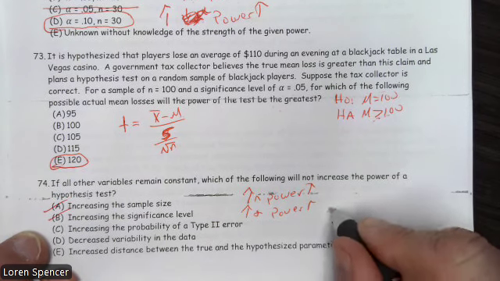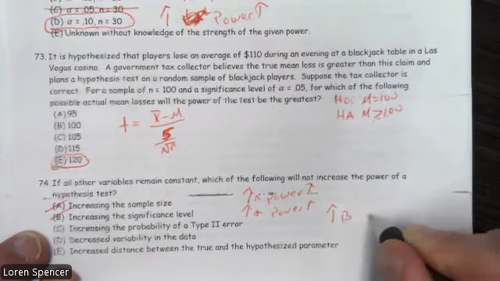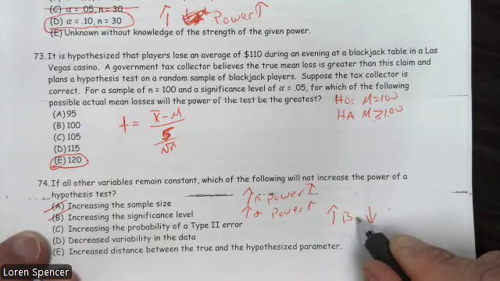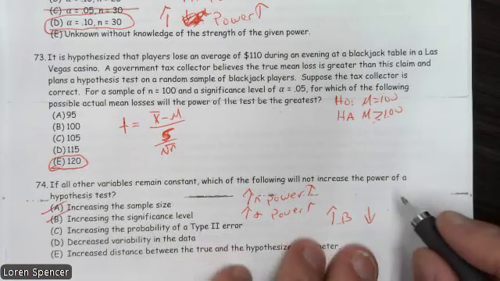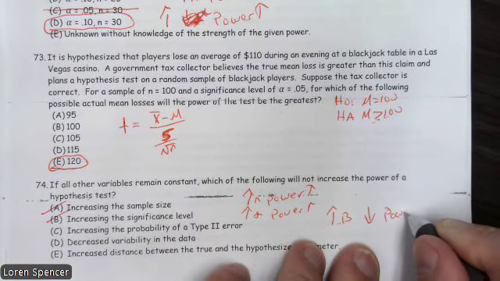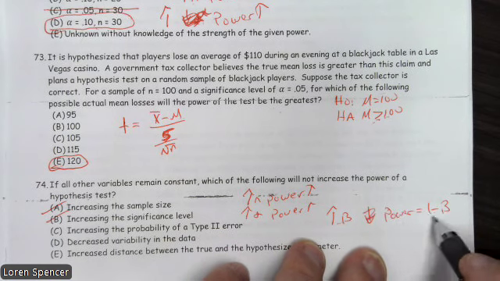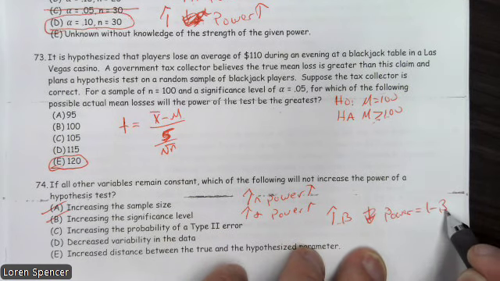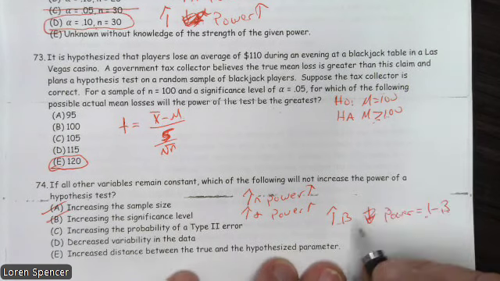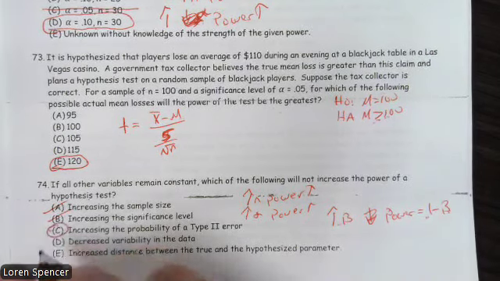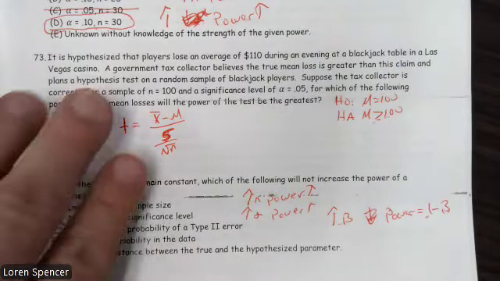Increasing the probability of a type 2 error. As type 2 error goes up, as beta goes up, what happens to power? Power equals 1 minus beta. So if this gets big, then power goes down. So beta goes up, power goes down. So our answer choice to 74 is C.